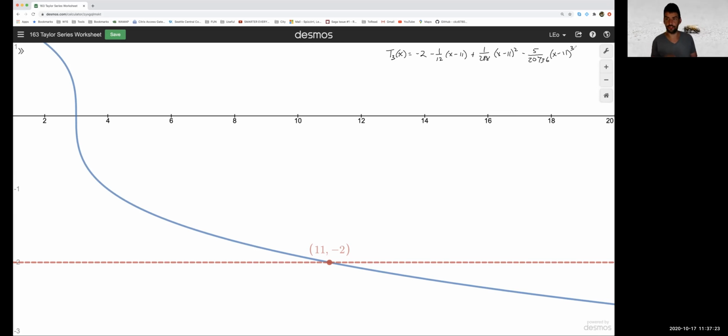We're gonna graph this in just a second, but I wanna make a couple comments. Right now, what you're seeing graphed is just the function y equals -2. That's what that red dotted line is, okay? So think about what that is.